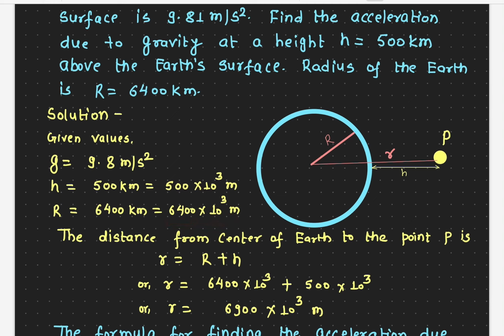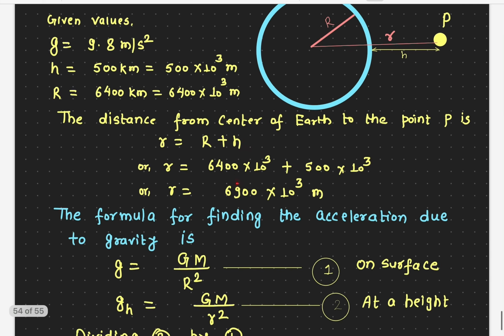So now I have to measure the distance between the center of the Earth to this mass here. So how do I measure? It would be the radius of the Earth plus the height, R plus h. So if you do this math, the number will be 6,900 times 10 to the 3 meter.